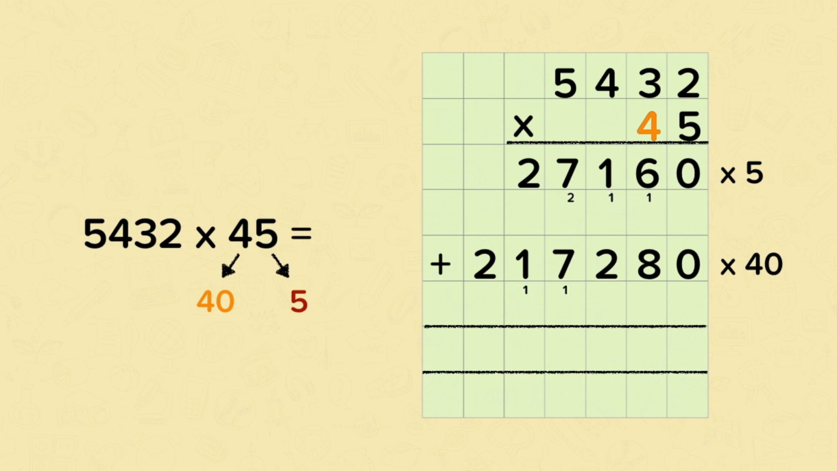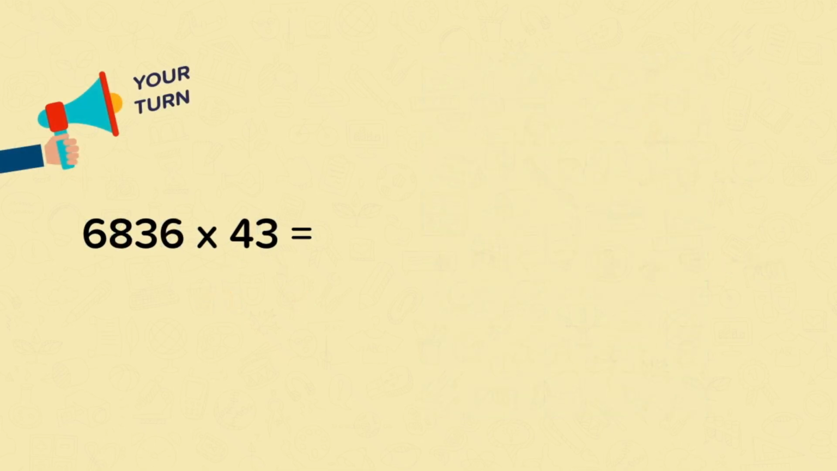So now we need to add them both together. 0 add 0 is 0, 6 add 8 is 14, 1 add 2, add that extra 1 we've exchanged over is 4, 7 add 7 is 14, 2 add 1, add the 1 that we've exchanged over is 4, and then we've just got 2. So 5,432 times 45 is 244,440.